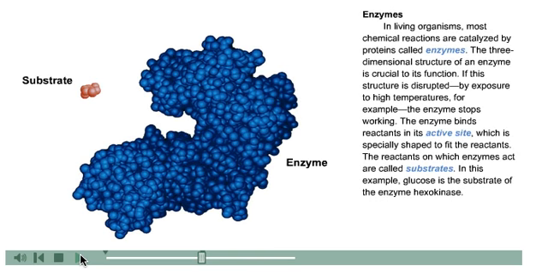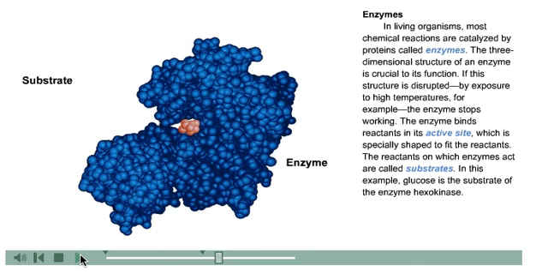In living organisms, most chemical reactions are catalyzed by proteins called enzymes. The three-dimensional structure of an enzyme is crucial to its function. If this structure is disrupted by exposure to high temperatures, for example, the enzyme stops working. The enzyme binds reactants in its active site, which is specially shaped to fit the reactants. The reactants on which enzymes act are called substrates. In this example, glucose is the substrate of the enzyme hexokinase.